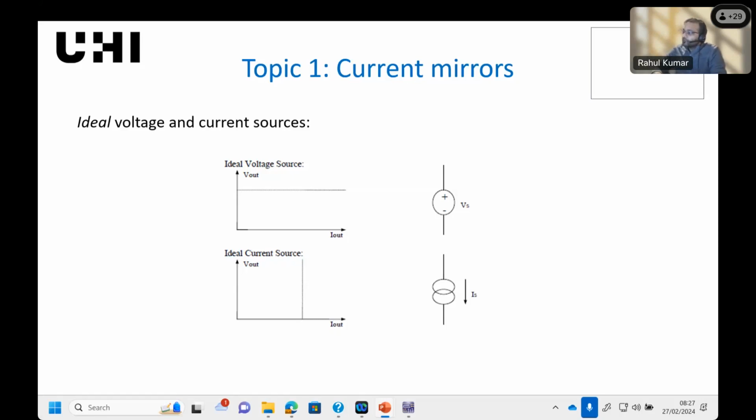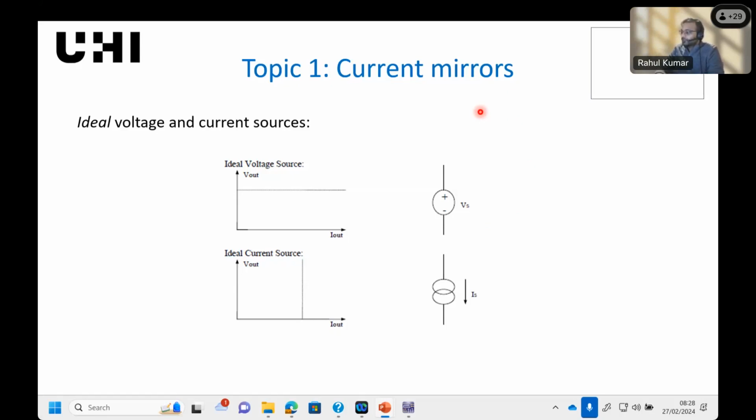So the first thing we are going to look at is a current mirror. It is basically a circuit which will allow us to have a fixed current even when some conditions are changed.